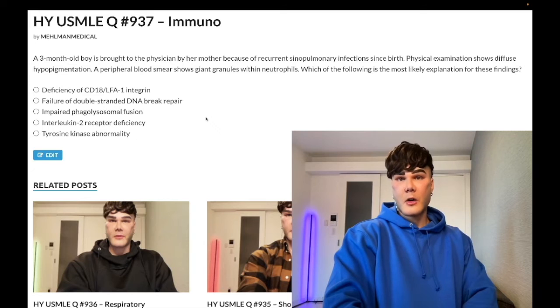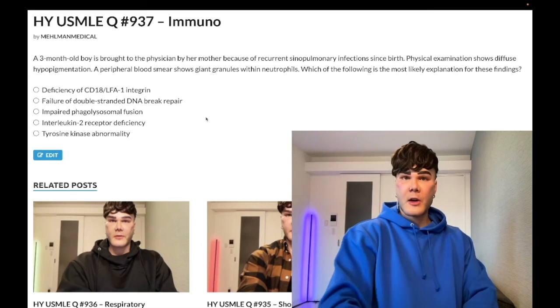So basically 100% of questions are going to present like this for Chediak-Higashi. When you have quote-unquote weird, obscure conditions, USMLE will always give them to you very buzzy with how they describe them. Giant granules, okay, partial albinism, and then the answer is just impaired phagolysosomal fusion.